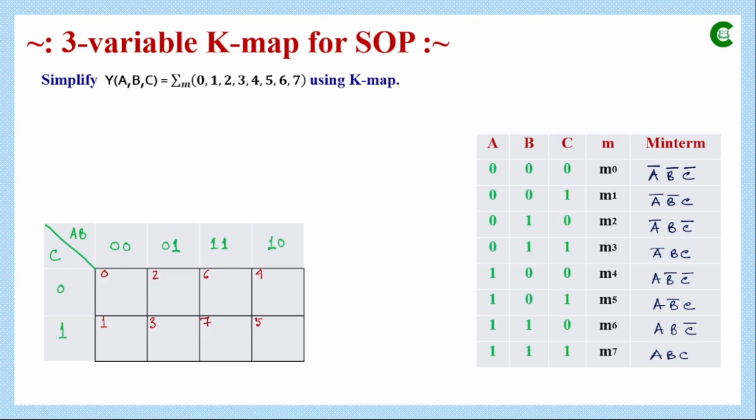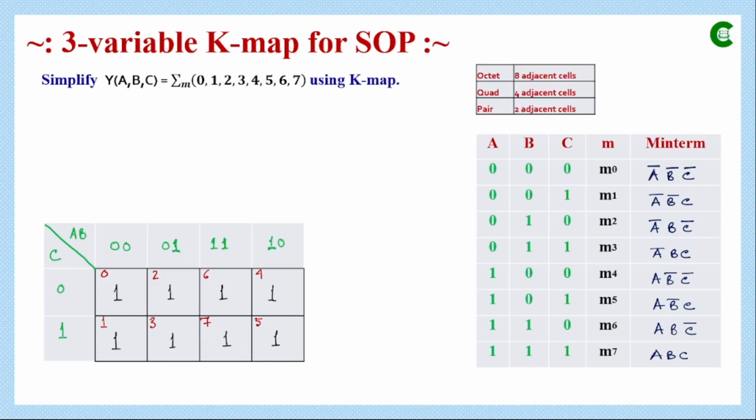So as we can see in this function, we have all the minterms from 0 to 7. That means all the cells will be filled by 1, as we have minterms here. So these are the ones. Next we will simplify the Boolean function, and before that we will group adjacent cells. Now first we will check for an octet, so 8 adjacent cells. In this particular case, we have ones in all the cells and all the cells are adjacent. So here an octet is possible.